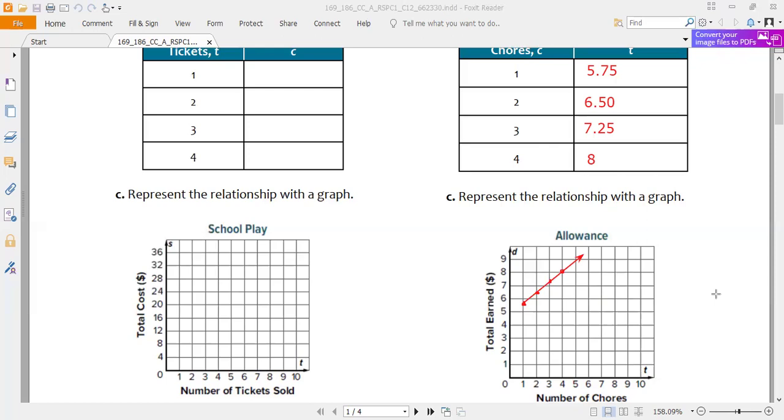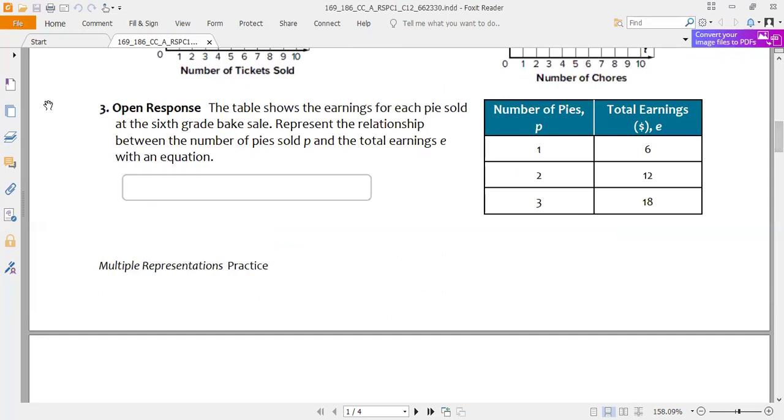After doing this one, let's move towards the last question, that is question number 3. We already did this one in the previous lesson, so let us quickly solve this question. Okay, we are given this table, already filled. What we have to do is represent the relationship between the number of pies sold P and the total earning. He's just asking to write a relationship.